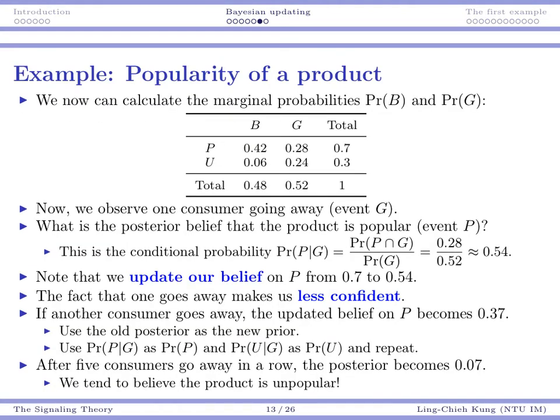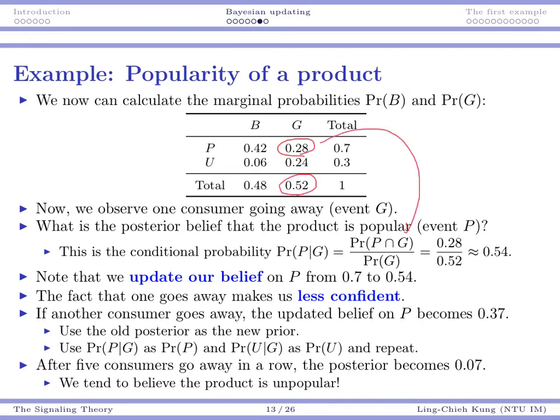Anyway, based on the current setting, we have this table. And then if we sum up across rows, we can get 48% and 52% as the overall probability for one guy to buy it or to go away. Okay, that's the marginal probability for B and G. And now, suppose we really see one consumer goes away. What's the posterior belief that the product is unpopular? It's simply the ratio of this one and this one.